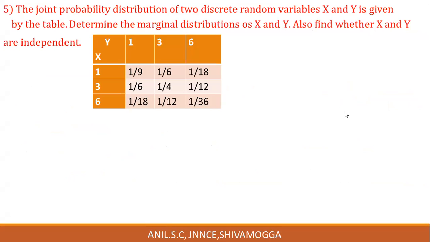You note down this problem for homework. You try this one by yourselves at your home. If you find any doubts or difficulty, you can ask. The joint probability distribution of two discrete random variables x and y is given by the table. Determine the marginal distributions of x and y. Also find whether x and y are independent. You keep this problem for homework.